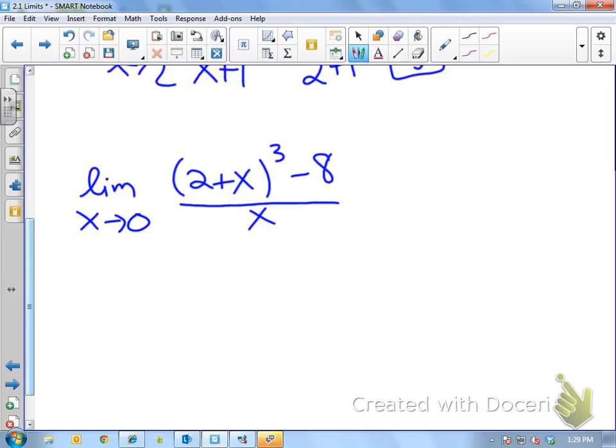What does cubed really mean? You could have it squared and then times that by 2 plus x. Okay, let's take that one step further. What could we do instead of writing it squared? Just have it 3 times. Have it 3 times. That's what cubed means.